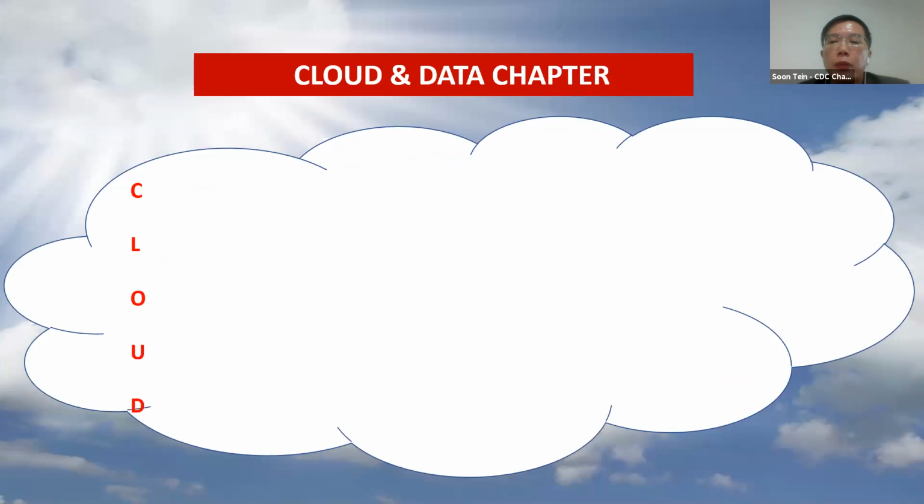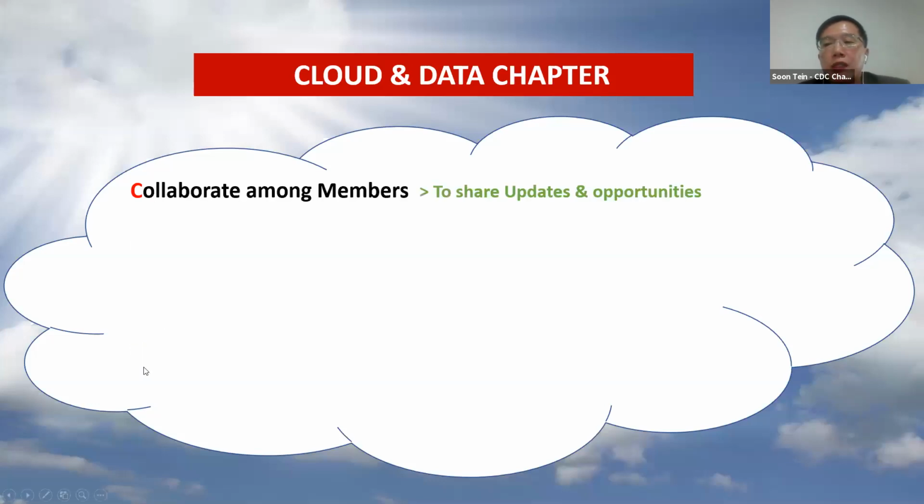Hence, I would like to start off by sharing what our Cloud and Data Chapter do via CLOUD. C is collaborate among members. Our chapter is a platform for members, companies to share latest updates and business opportunities in cloud, data, and data center. Yes, we have a data center subcommittee in our chapter to address green data center and carbon emission issues with the authority. Prior to COVID-19, we also have overseas mission trips and chill out nights to create collaboration opportunity for members.